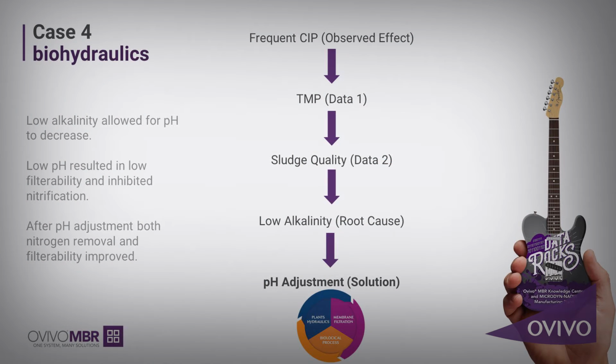So in this case, we found the relation: the observed effect on the plant was frequent CIP. That was because of TMP, and TMP was rising quickly because of sludge quality. And we could identify that our root cause was low alkalinity coming into the plant. And the solution for that was to add alkalinity and maintain pH.